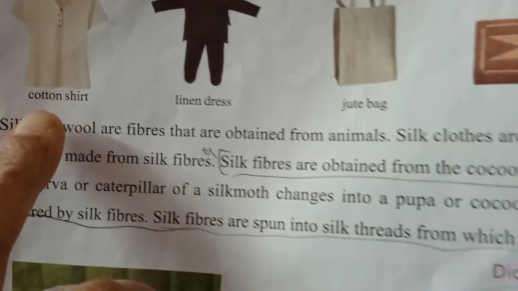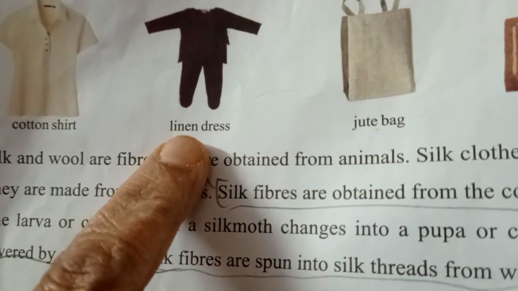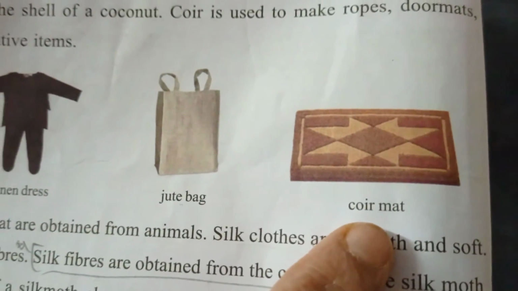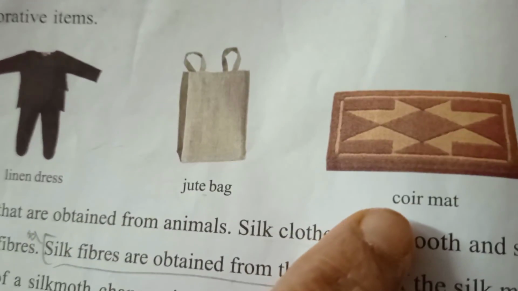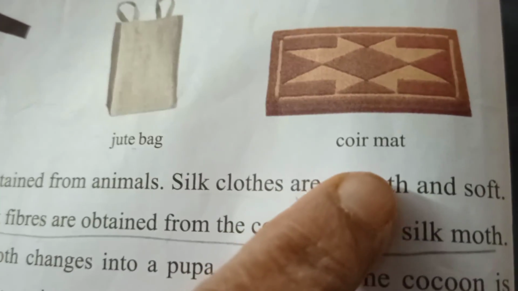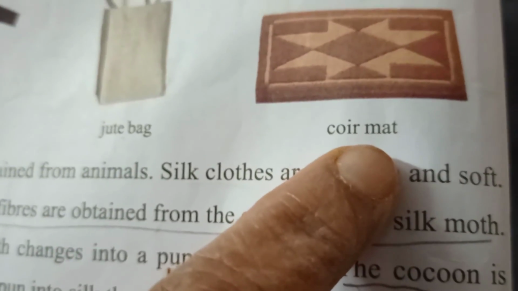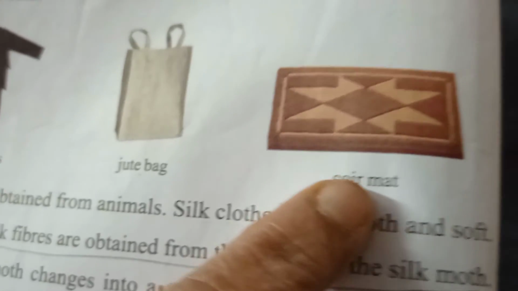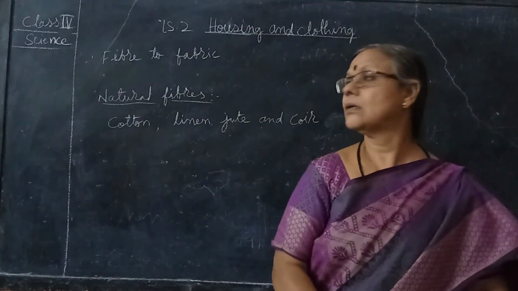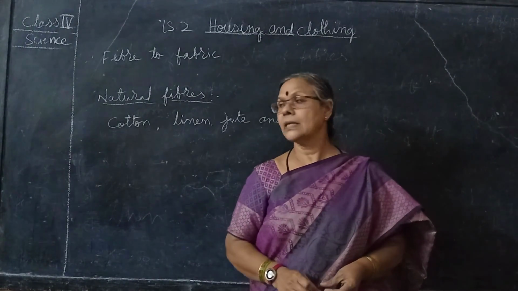You can see the cotton shirt and linen dress, jute bag, and coir mat; doormats and more can be made. Coir is produced from the shell of a coconut. Coir is used to make ropes, doormats, brushes, and some decorative items. So these are the natural fibers, and these are the uses of these fibers that we have seen.